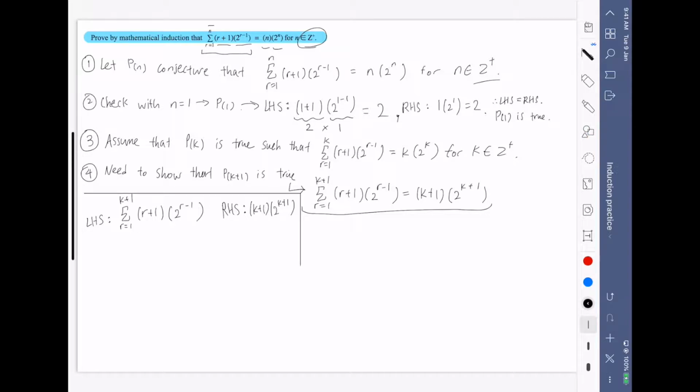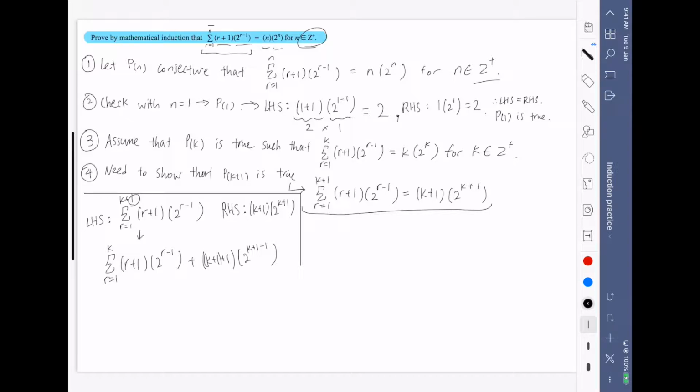So if we simplify this expression for the left-hand side, we can rewrite this because it's k plus 1, right? This expression is the same as the sum from r equals 1 to k of (r plus 1) times 2 to the power of r, minus 1, plus (k plus 1) in the position of r, plus 2, times 2 to the power of k plus 1, minus 1.